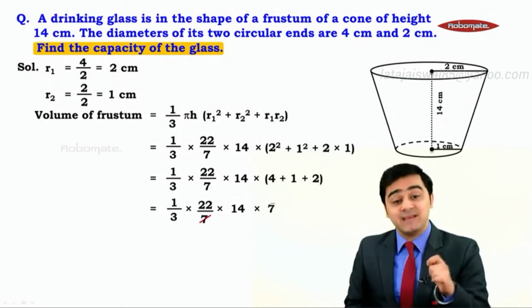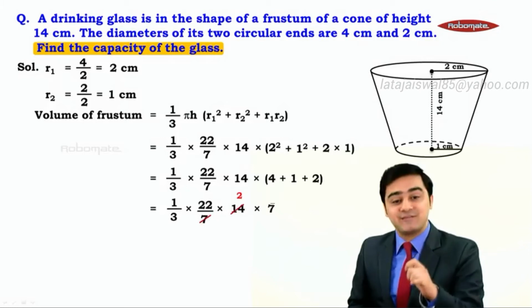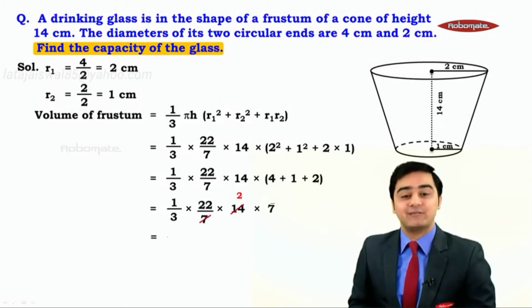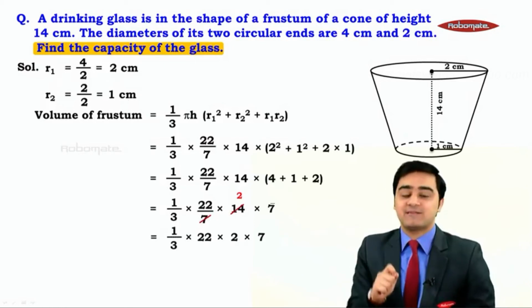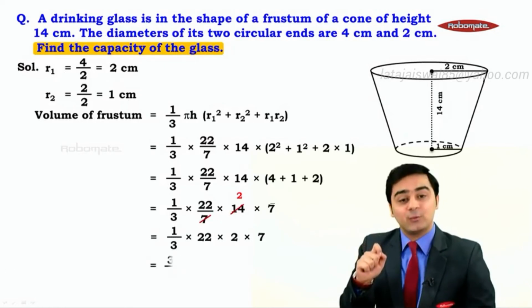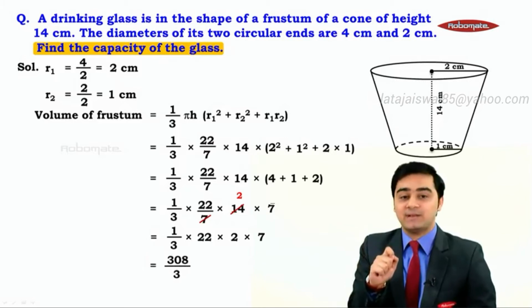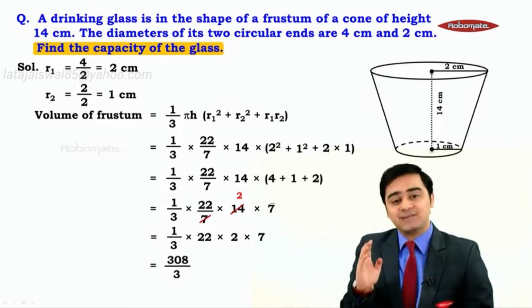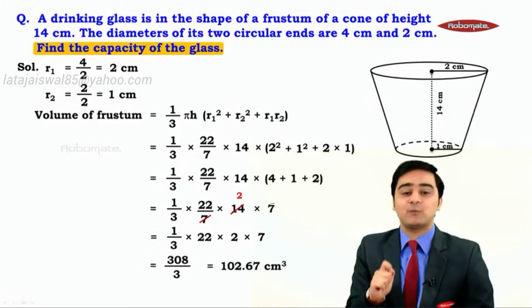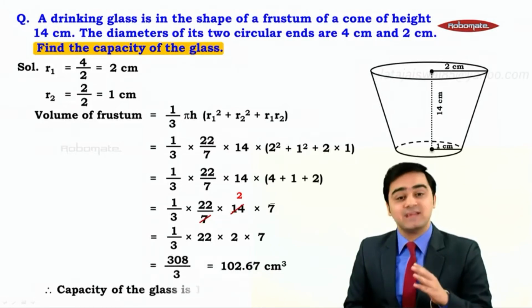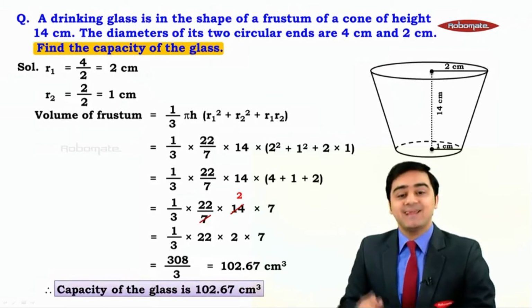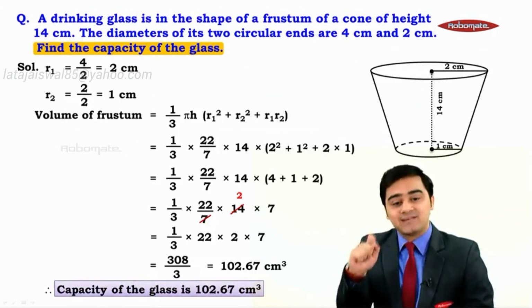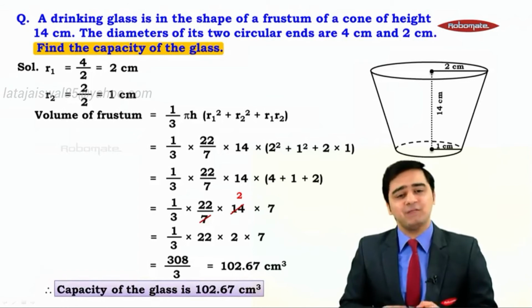Now what we can cancel is 7 and 14. It is 7 ones are 7, 7 twos are 14. So we are left with 1 by 3 into 22 into 2 into 7. Now 22 into 2 into 7 is 308 upon we have 3. Now 308 upon 3 is 102.67. So we can say therefore volume or capacity of the glass is 102.67 centimeter cube.